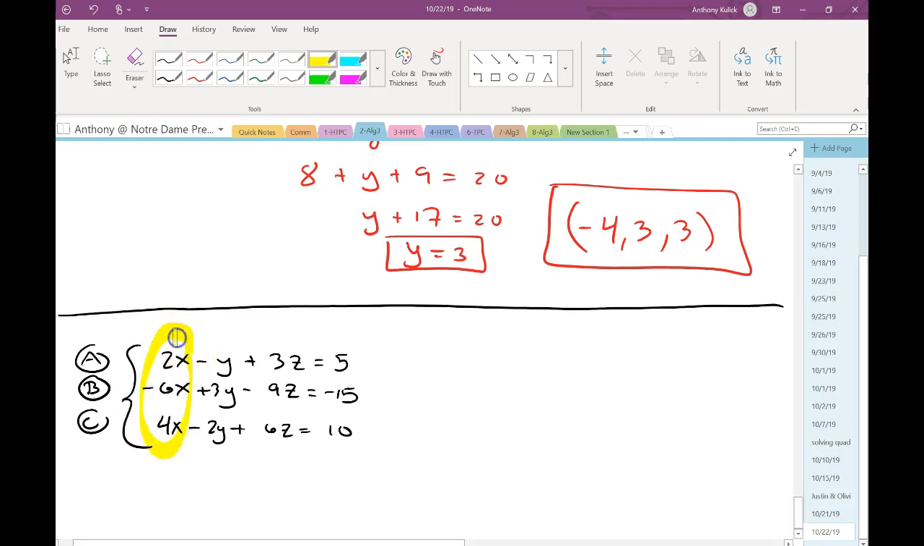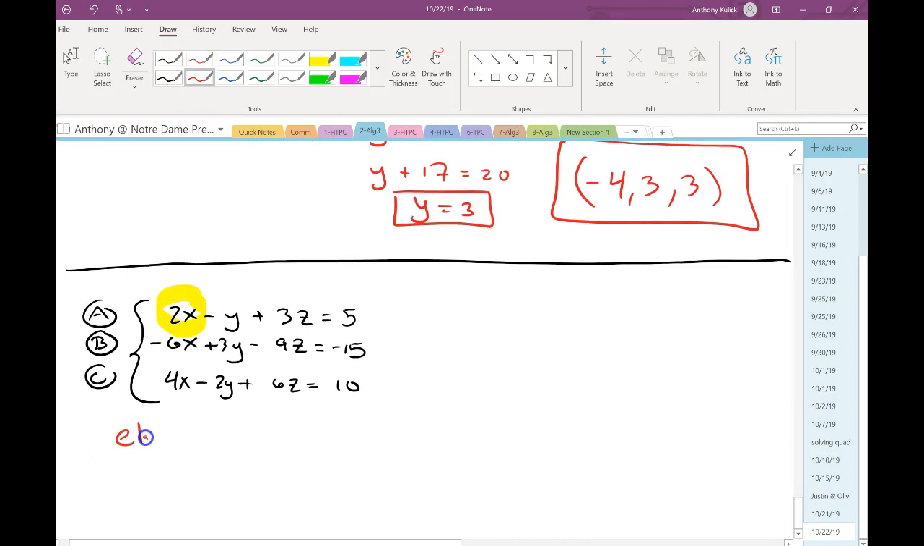If I look at the x's, 2 x's can divide all the other 2, so that's a good one. Obviously, 1 can divide all of them, and 3 would divide all of them, so it doesn't really matter which one we pick. So let's just say, for the sake of argument, we'll pick the x's from equation A. It doesn't really matter. So we're going to eliminate the x's using equation A. Okay with that?